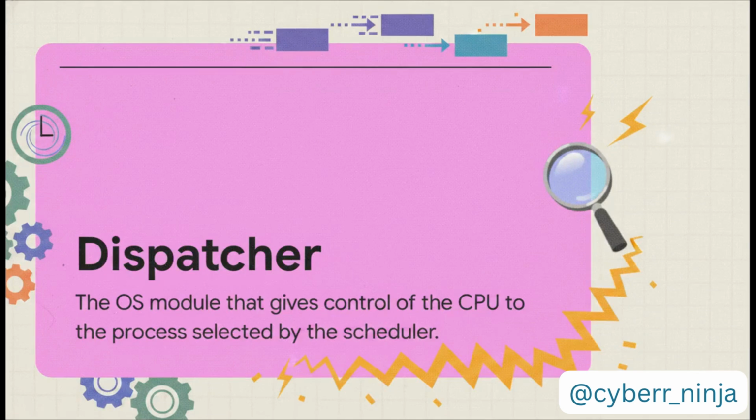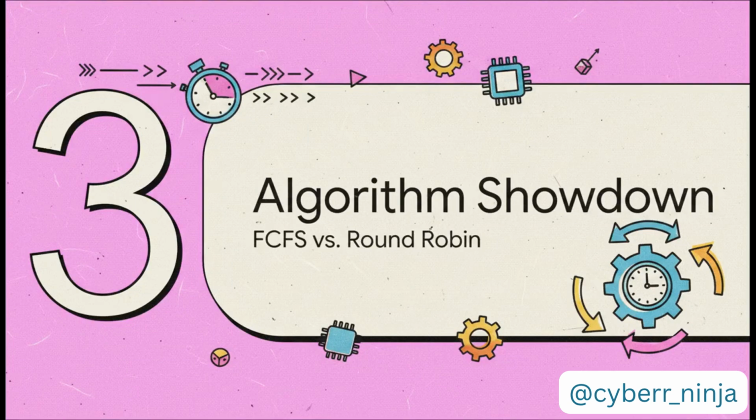And the dispatcher, this is the real unsung hero of the whole operation. It's the module that does the actual handoff. This is called a context switch. It saves everything the old process was doing and loads up everything for the new one. And this has to be blindingly fast, because every nanosecond the dispatcher spends switching is a nanosecond your computer isn't doing actual work.